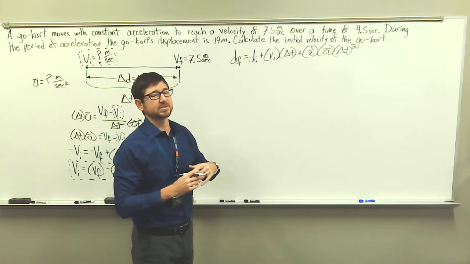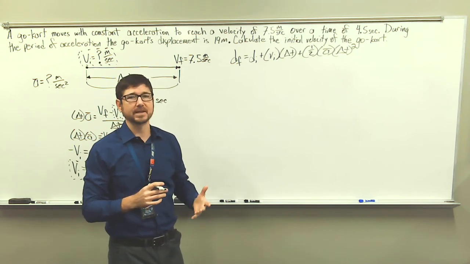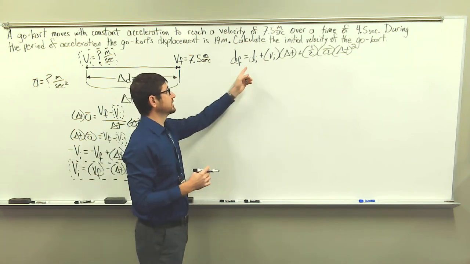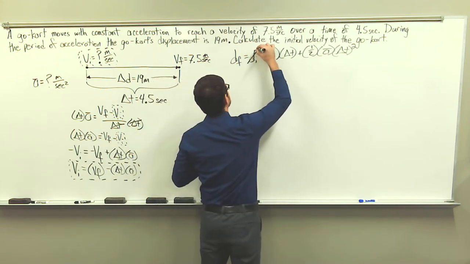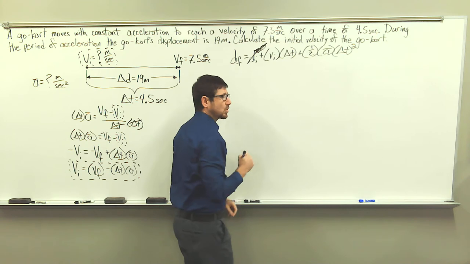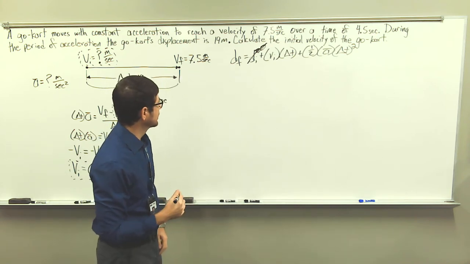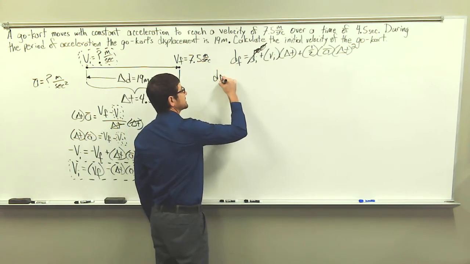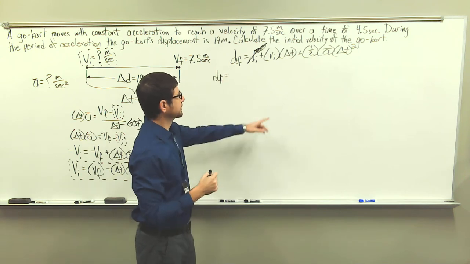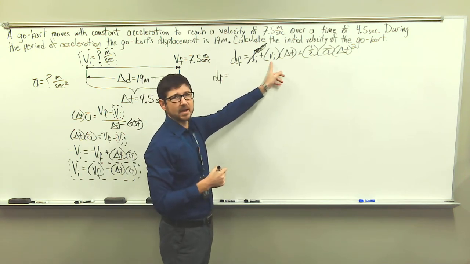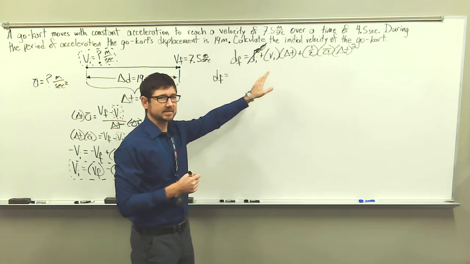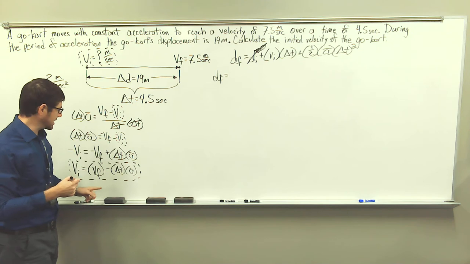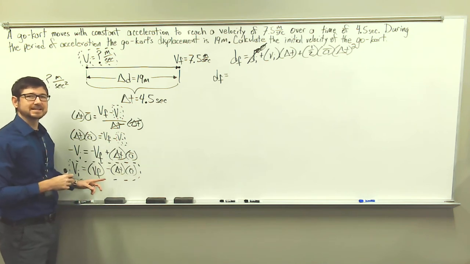Now, the problem doesn't say anything about our go-kart having an initial displacement, or that it starts out at a position other than the origin. So we know that the initial displacement of the go-kart is zero. So let's go ahead and get rid of that because that goes to zero. So, final displacement is equal to, well, right here we have initial velocity. Now, that's what the problem is asking for us to solve for, but we know that initial velocity is equal to final velocity minus delta t times our acceleration.